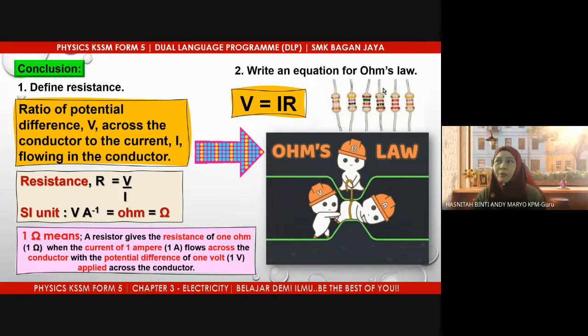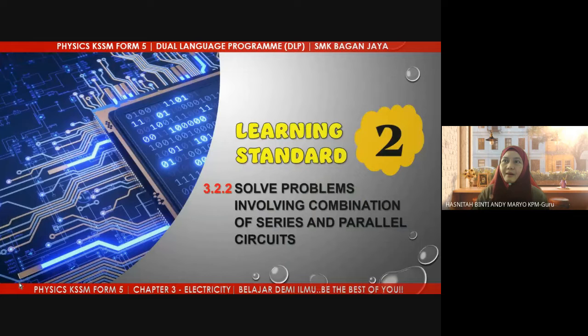So when we look at the colors, we know this is 10 ohm, this is 2 ohm, this is 1 ohm, this is 5 ohm. Any fixed resistor. Okay, we have another one called adjustable resistor, rheostat. All right, so done with the first one.